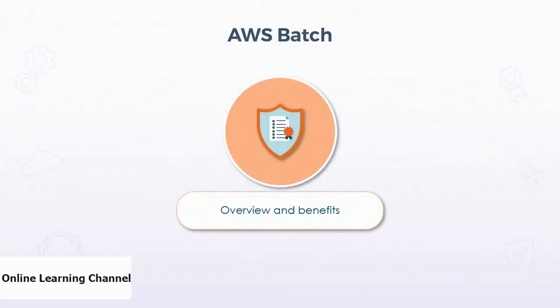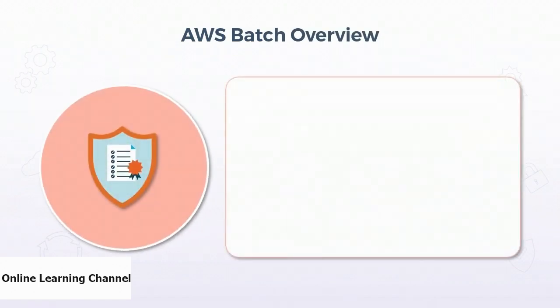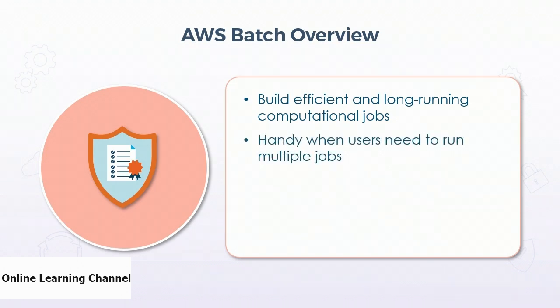In this video, we will learn about AWS Batch and its functionality and benefits. AWS Batch Service allows developers and data engineers to build efficient and long-running computational jobs that run asynchronously and automatically across various computational instances. This is handy when users need to run multiple jobs at a very large scale, especially jobs that have a large number of dependencies.